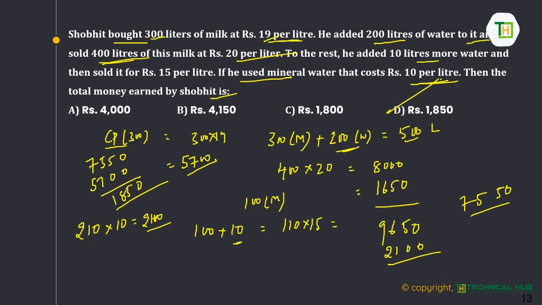So general question this one. Everything is given. 300 liters cost price is given. Further he added 200 liters water, then the quantity becomes 500 liters and he sold 400 liters at 20 rupees. Then the selling price of the 400 liters is equal to 8,000 rupees.